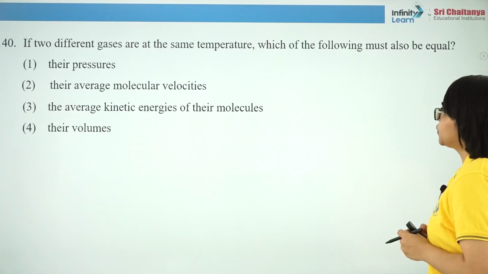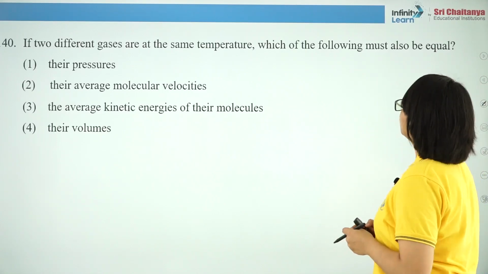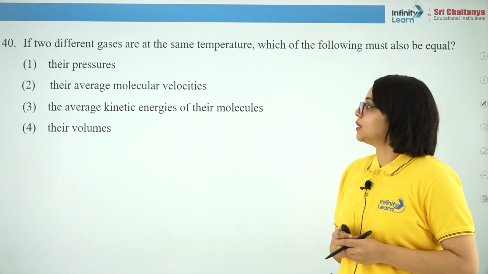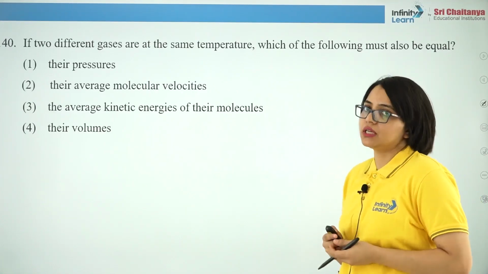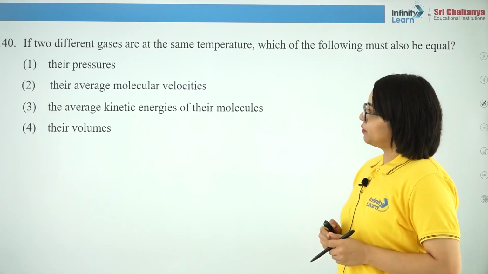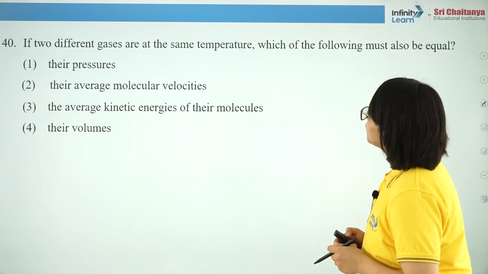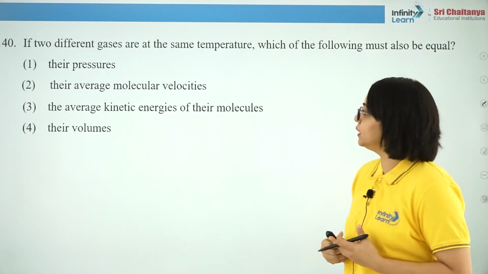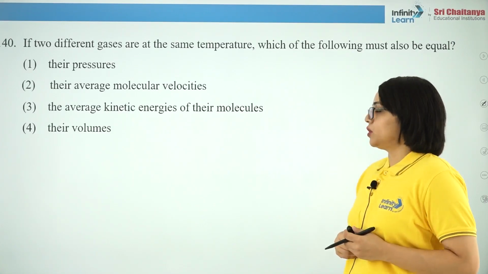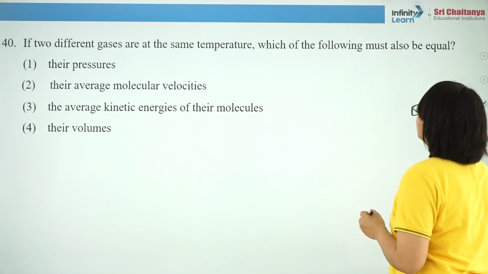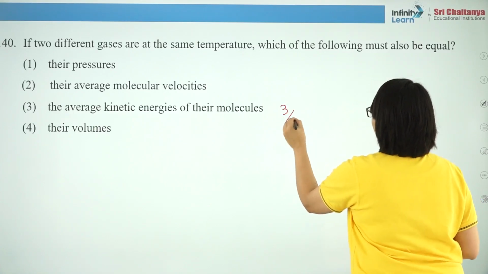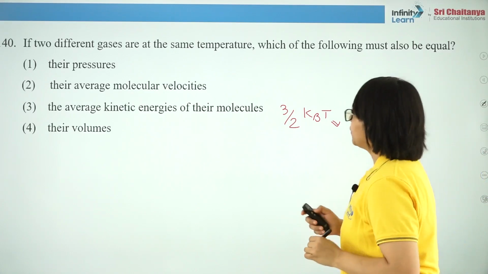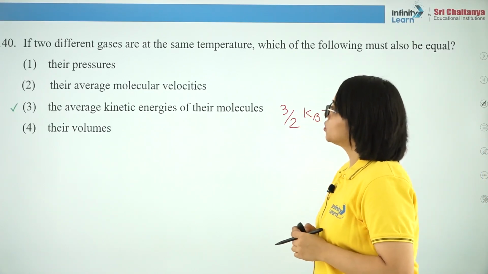Next is 140, if two different gases are at the same temperature, which of the following must also be equal? Now, two gases are at the same temperature, so their pressure is not equal. Average molecular velocities depends on the mass of the gases, and we have two different gases. Pressure also depends on the density and mass, right. Average kinetic energy of their molecules, yes, average kinetic energy of their molecules will be equal because it is given by 3/2 kBT, right. So, if temperature is equal, their average kinetic energy will be equal, which is option 3.